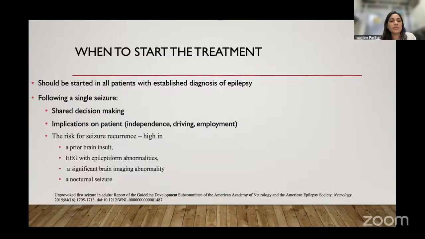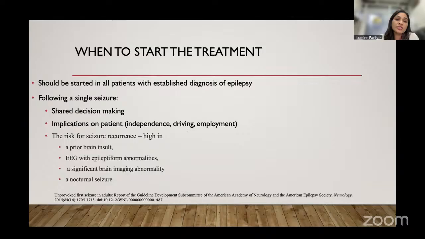So it depends on the clinical scenario also. But overall, if the first unprovoked seizure has happened, there are multiple studies, and out of those studies we have got some recommendations or guidelines that tell us that the chances of another seizure are very high if the patient has had a prior brain insult, even if it is not associated with any brain imaging abnormality.